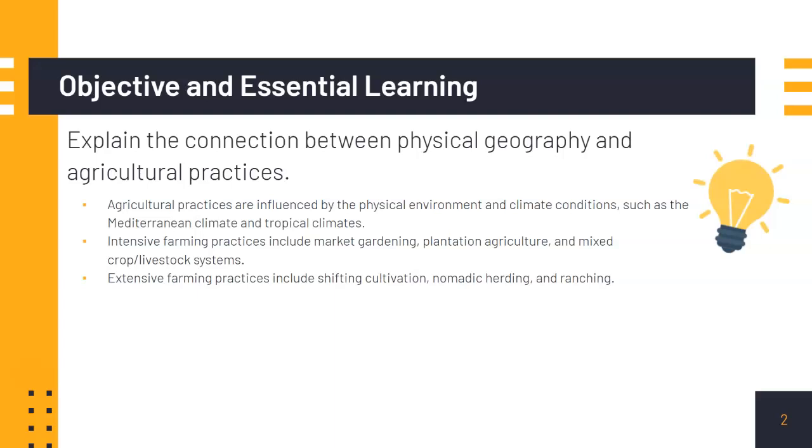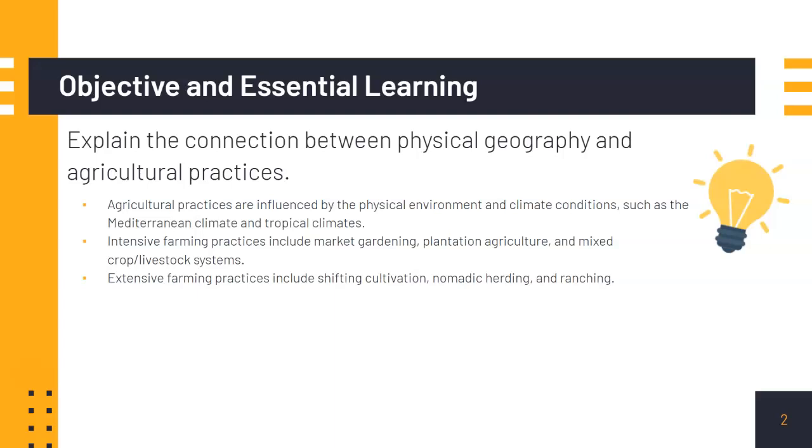A Mediterranean climate, which is characterized by hot, dry summers and mild, wet winters, is ideal for crops like grapes, olives, and citrus fruits. You'll find this climate type in regions like California, Southern Europe, and parts of Australia. On the other hand, tropical climates, with their warm temperatures and high rainfall, are well suited for crops like bananas, coffee, and sugarcane. These regions often support plantation agriculture, which we'll touch on in a moment.